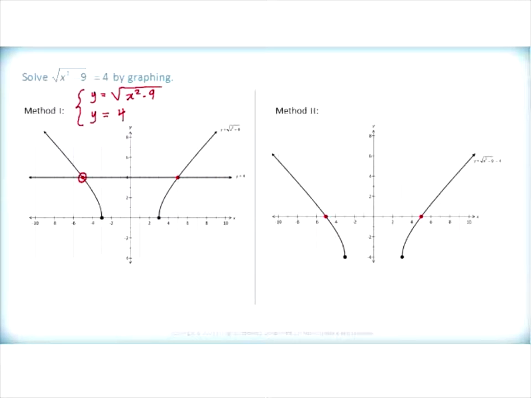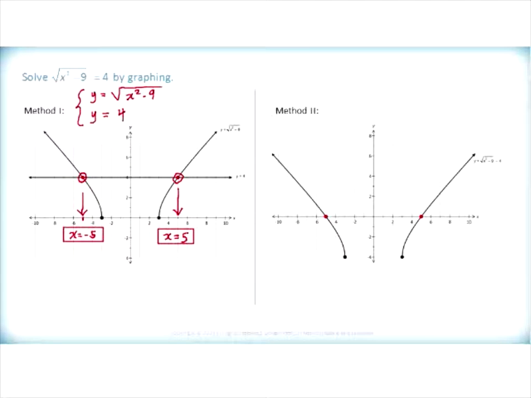Again, the points of intersection of these two graphs will provide us with the values of x that will solve this equation. So in one case, we have x equals -5 as one solution, and in the other case, we have x equals 5 as the other solution.